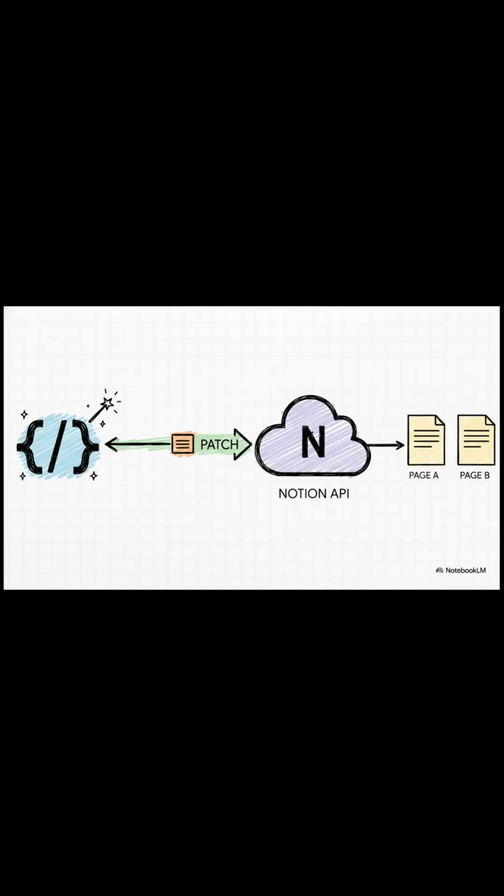Now, don't let the word code scare you off. You do not need to be a developer. The magic here is just a pre-written snippet of JavaScript. All it's doing is sending a direct instruction, a patch request, which is just a fancy way of saying, hey, update this, directly to Notion's API, telling it to connect page A with page B. It's just a command that the normal Zapier interface couldn't send.